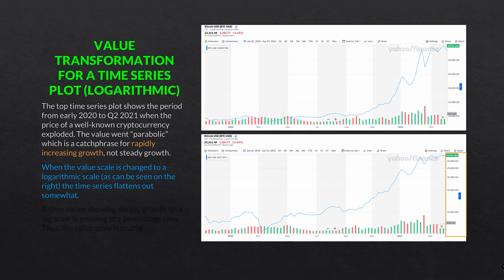On the top, we have the actual untransformed values, and on the bottom, we have the chart in logarithmic scale. You'll notice, if you look in the orange box, the distance between each equal value level is not even. Now, I personally don't really like how Yahoo does these, but the basic idea is the same.